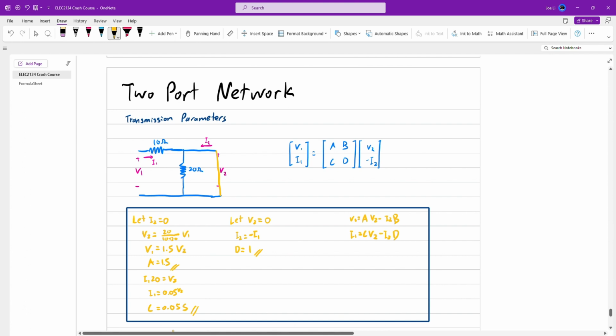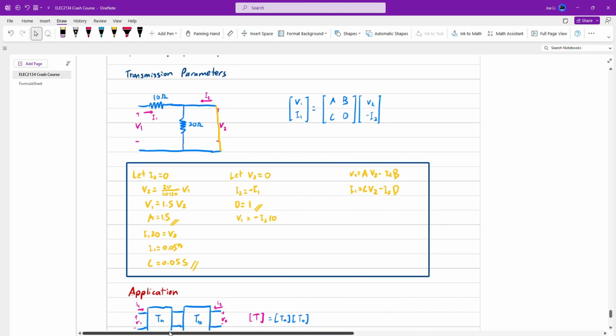And what else? We need to find B. So we need to find V1. V1 is going to be I1 times 10, or negative I2 times 10. Doesn't matter, because I1 equals negative I2. So negative I2, what does that say? That says B equals 10, because 10 and B match here. We get our transmission parameter: A is 1.5, B is 10, C is 0.05 Siemens, D is 1.